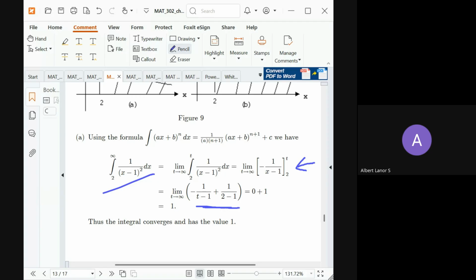Now, when you find the limit of the first one as t goes to infinity, you have minus 1 over infinity, which is 0. So you have 0 plus 1, which is equal to 1. So the integral converges and the value is 1.